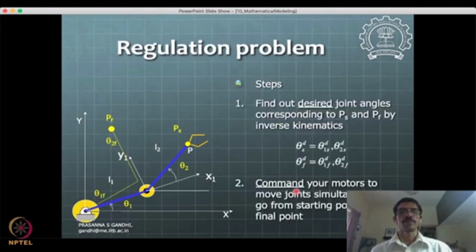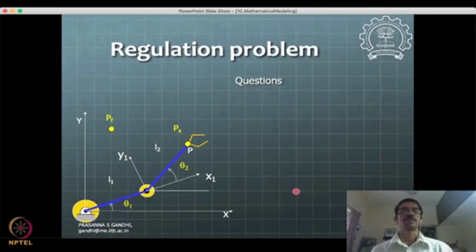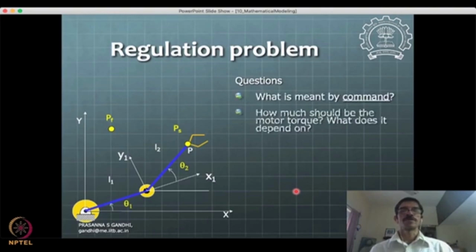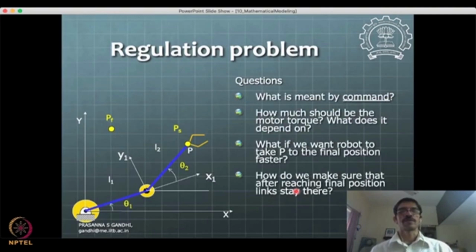But the regulation problem is when you want to go from one position to the other final position, or from one state of generalized coordinates to another state of generalized coordinates, without bothering about the in-between states. Okay, so that is our regulation problem. We'll discuss this further when we start talking about control very soon.